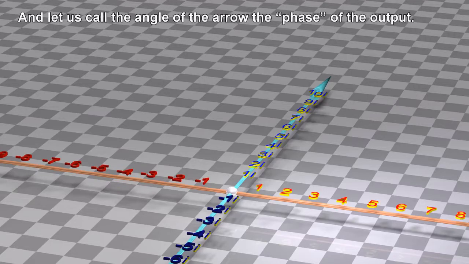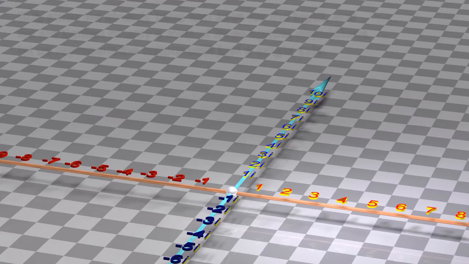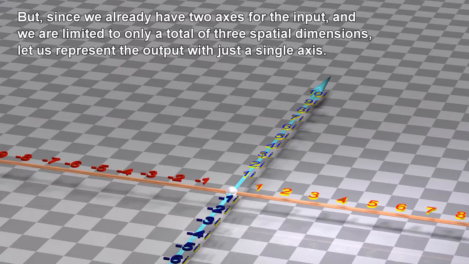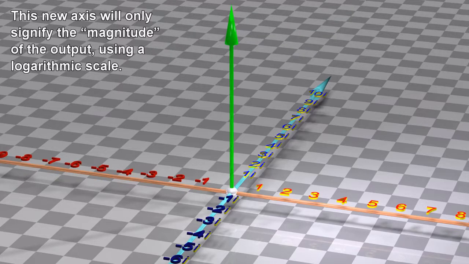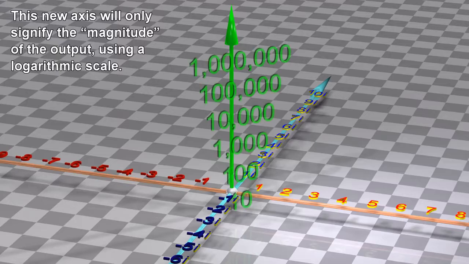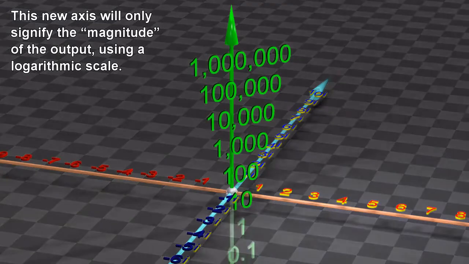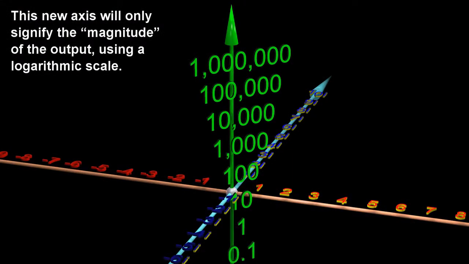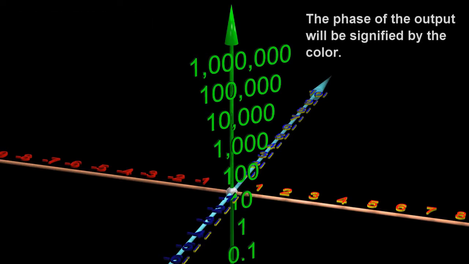And let us call the angle of the arrow the phase of the output. But since we already have two axes for the input, and we are limited to only a total of 3 spatial dimensions, let us represent the output with just a single axis. This new axis will only signify the magnitude of the output using a logarithmic scale. The phase of the output will be signified by the color.